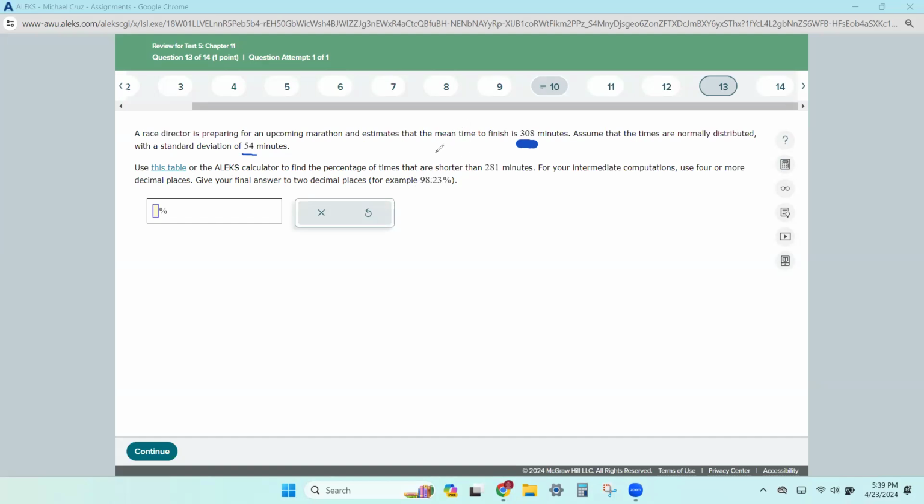Now the keyword right here is shorter. And that's essentially the same thing as what we just saw in that other problem. Less. All right. Means the same thing, less, shorter. All right, so what we need to do, though, here that's different from the one that I initially looked at is we have to calculate the z-score. The z-score was given to us over there, but we're going to use the z-score to find the one for 281.